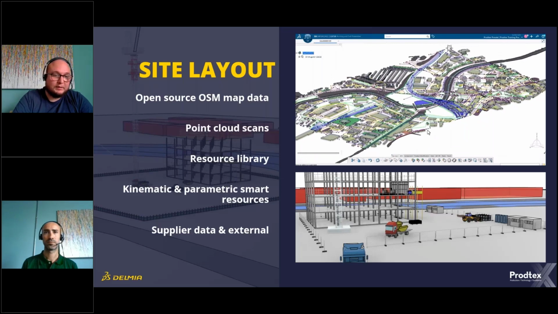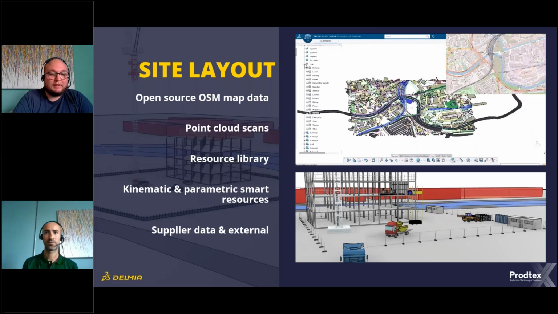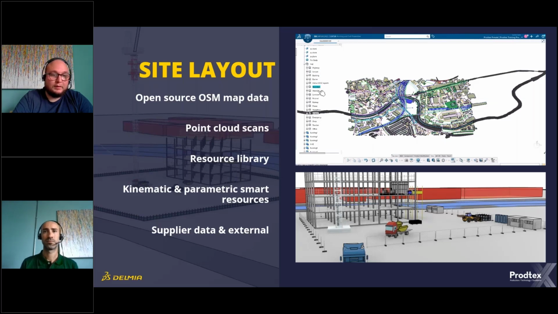If I could just double back to the site, how many times is there the correct data for the site? Whether that be, you can go and get a point cloud scan, or you take some OpenStreetMap data. The more data you put into this, the more beneficial it's going to be for you before you hit site.